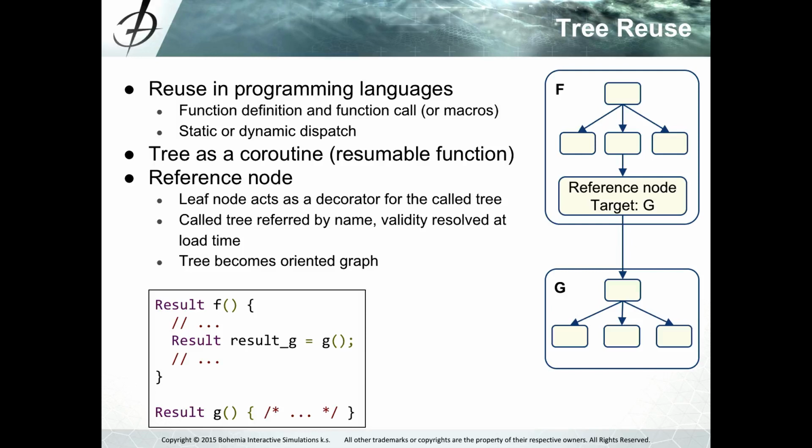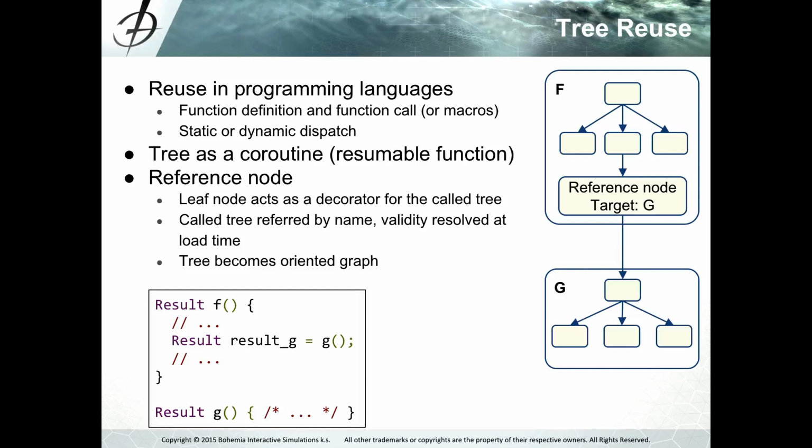In our system, we implement a function call operator by a reference node. It's a special node that's a leaf node in its tree, but it acts like a decorator for the target tree. The target tree is referenced by name, and it's checked at load time that the target tree is valid. So even before the tree runs, we know that it actually can run.